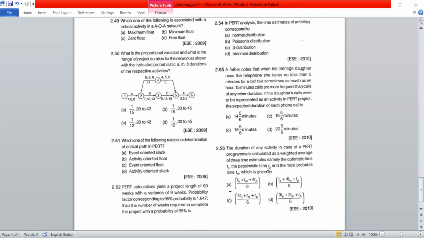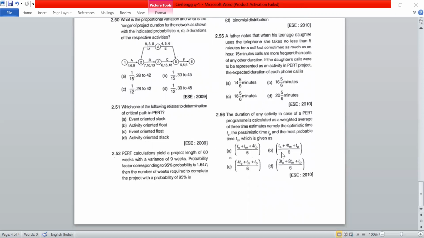So the right formula for estimation, where the most probable time is given as Tm, to calculate the expected time of any activity, the right formula is To plus 4Tm plus Tp divided by 6.